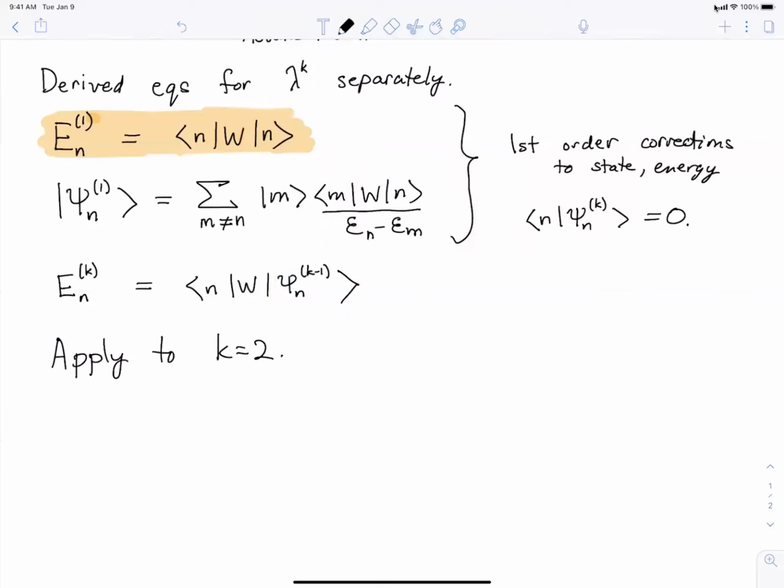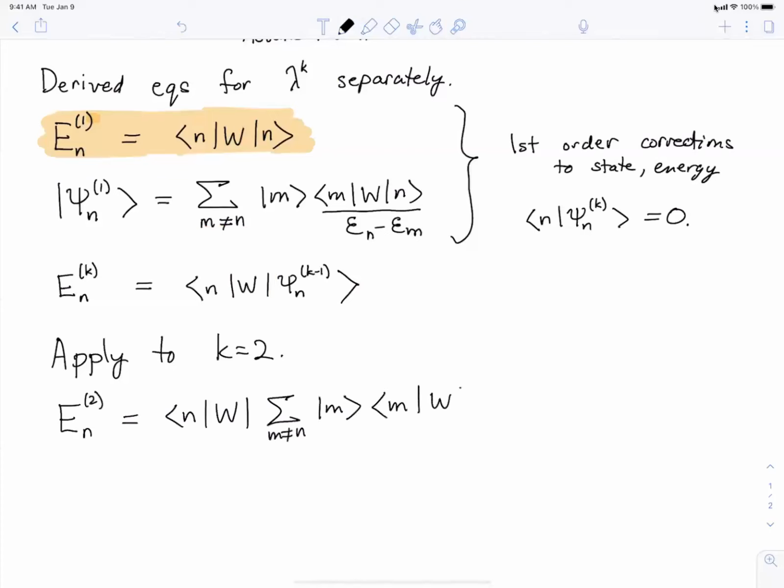Okay, and we can do that because right here we have psi n1, that's going to go there. And so we get the second order correction to the energy is equal to ⟨n|W|, and then we have to put in here a sum over m not equal to n, the matrix element ⟨m|W|n⟩ divided by the energy difference.